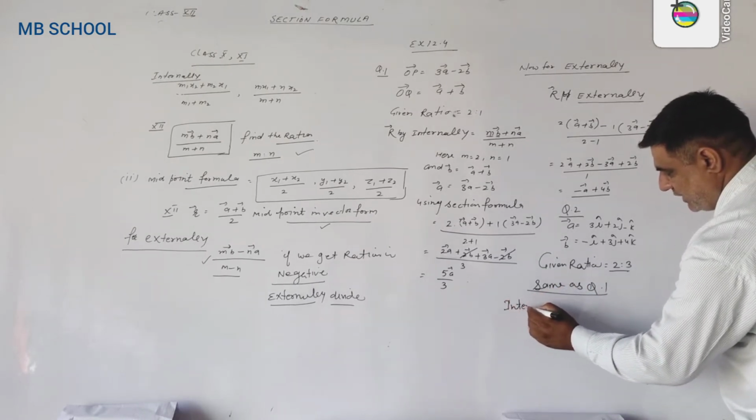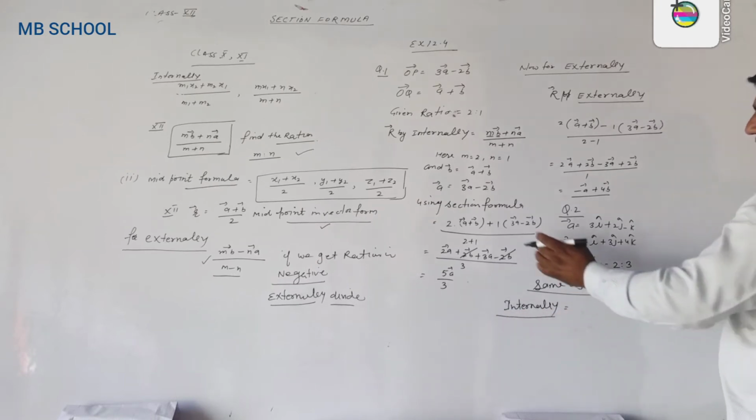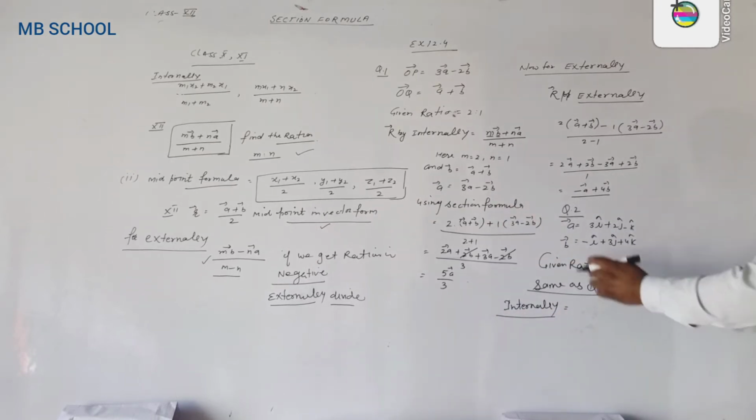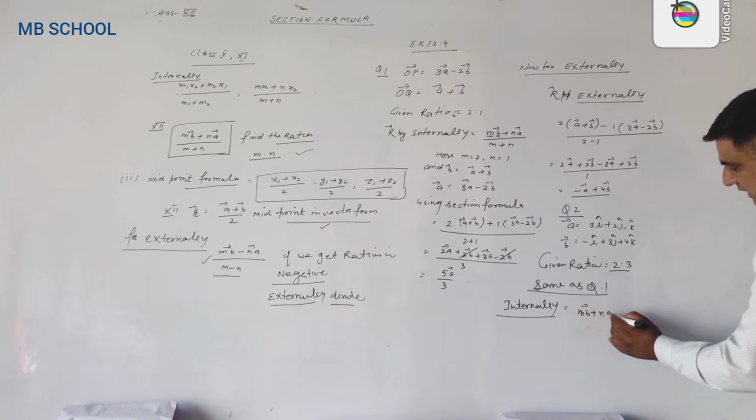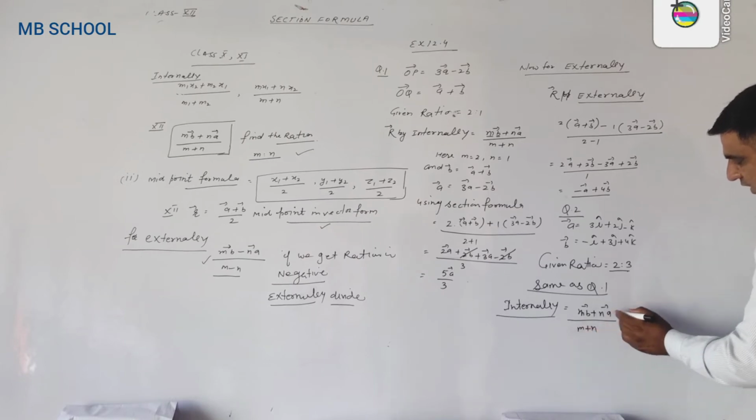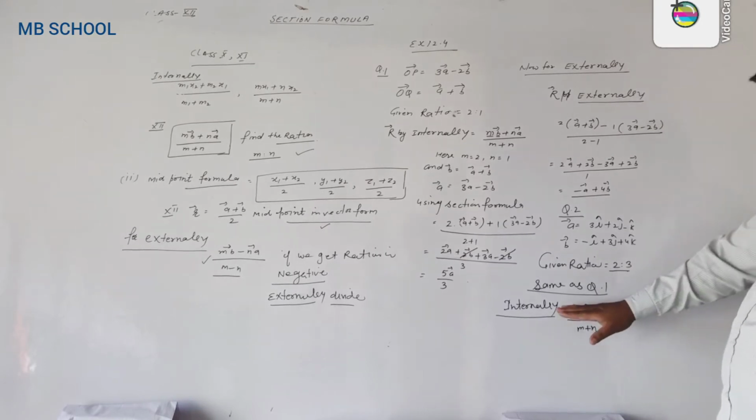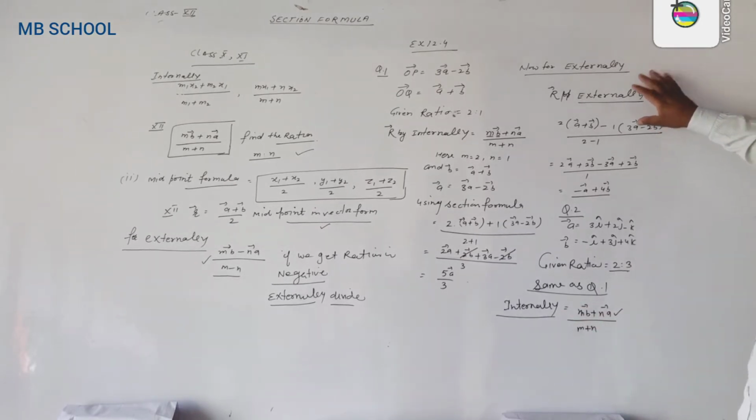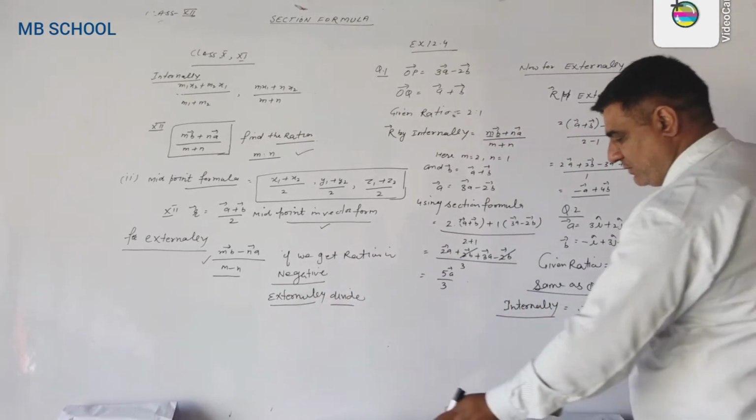Now we first discuss the internally. For internally, we use the section formula like this: m b plus n a by m plus n. Now put the value of a, b and m, n. This is m and this is a and b. Now we find the internally. For externally we use this formula for externally and solve these questions.